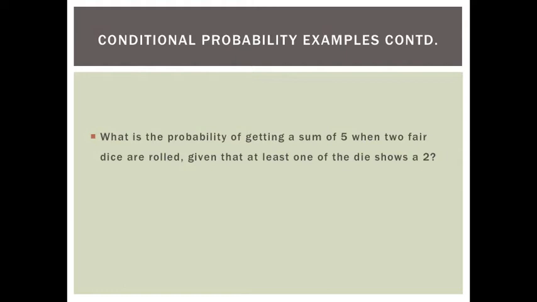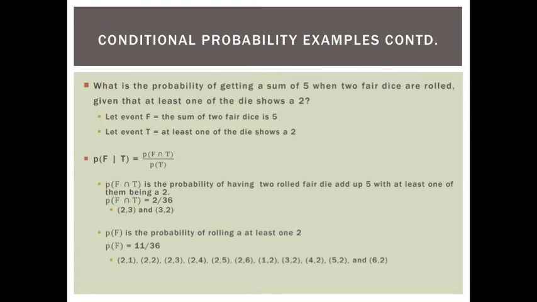Let's try another example. What is the probability of getting a sum of 5 when 2 fair dice are rolled, given that at least one of the dice shows a 2? Well, let's break this down into two events again. Letting event F equal the sum of 2 fair dice is 5. Letting event T be at least one of the dice shows a 2.